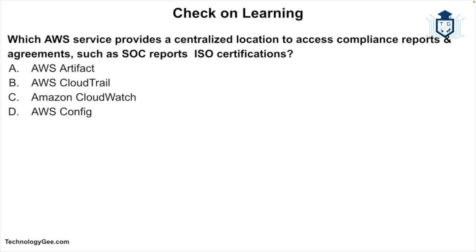Now, with all that being said, let's do some check on learning. So our first question is, which AWS service provides a centralized location to access compliance reports and agreements such as SOC reports and ISO certifications? Would this be AWS Artifact, AWS CloudTrail, Amazon CloudWatch, or AWS Config?